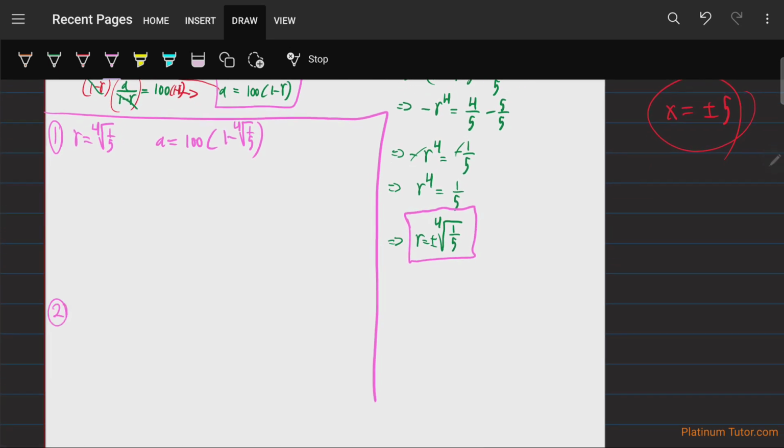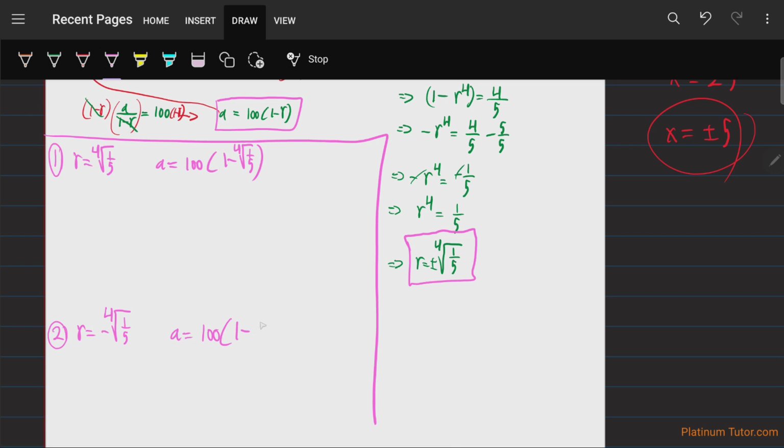And number 2, when r is the negative fourth root of 1/5, a will be equal to 100 times 1 minus, and then r is negative. So the two negatives make it positive, and I can just write 1 plus the fourth root of 1/5.